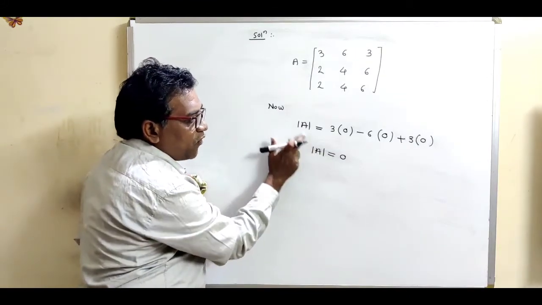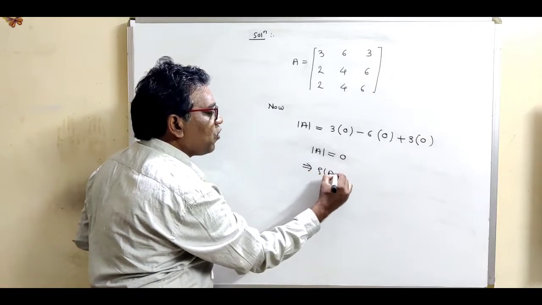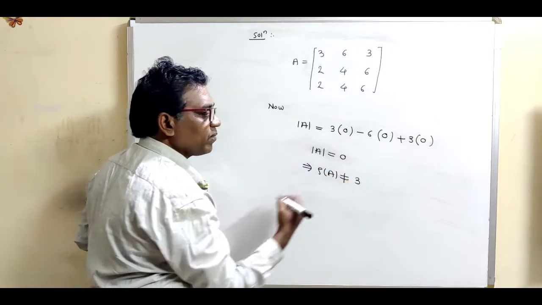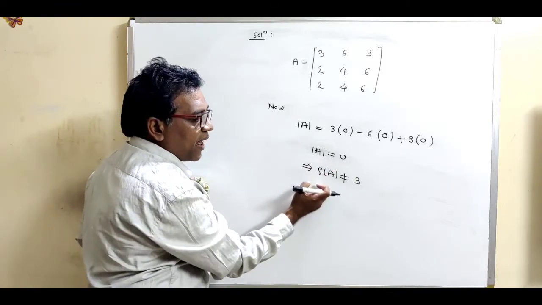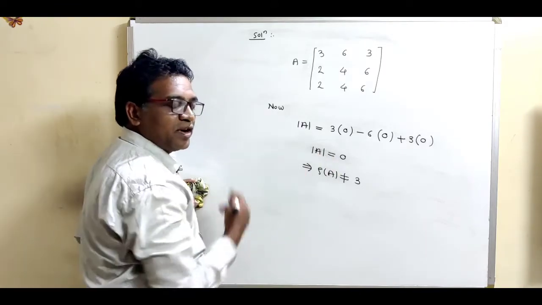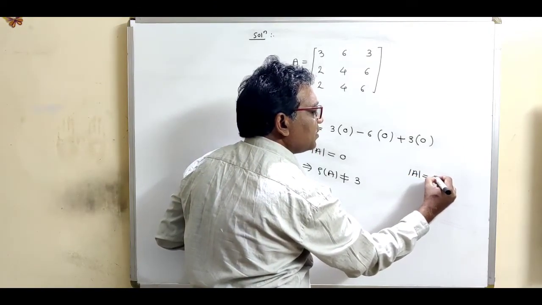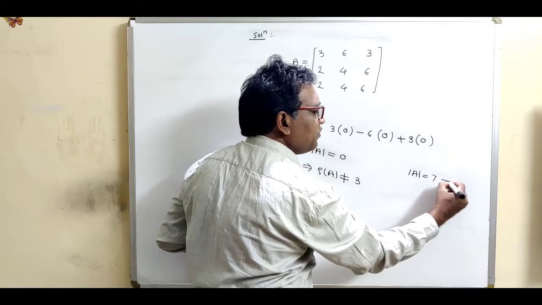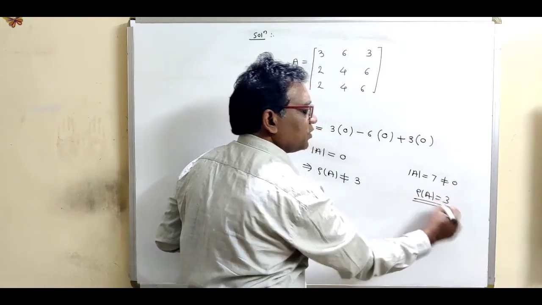So the determinant of order 3 by 3 vanishes. This will mean that rank of A is not equal to 3. What is the requirement for rank? For a rank, we require a non-zero determinant. Suppose the determinant of A is any number, suppose 7, which is a non-zero number. Then we can say here that rank of A is equal to 3.